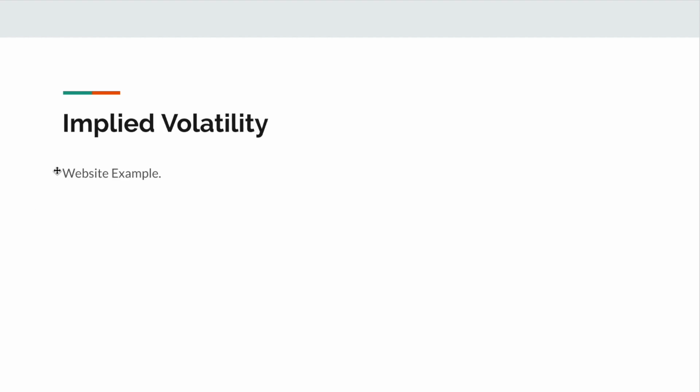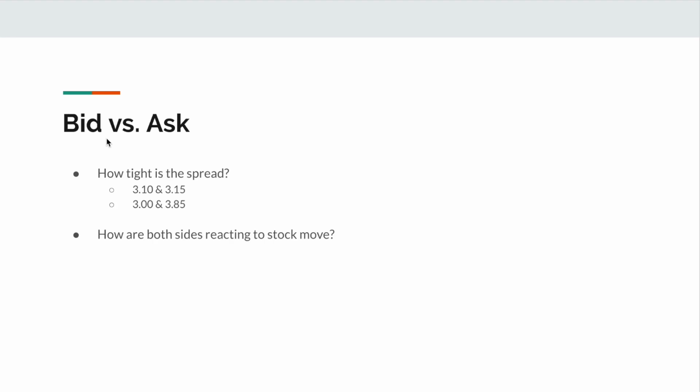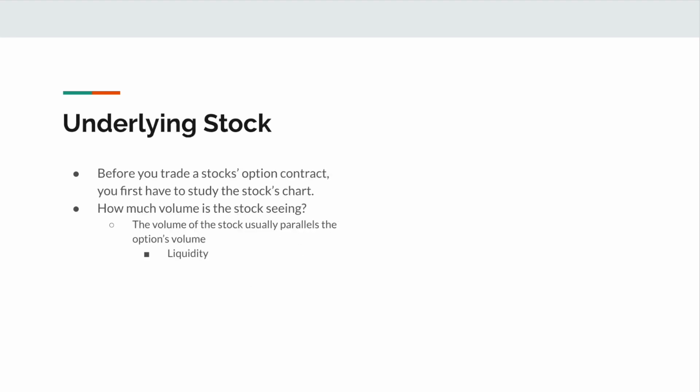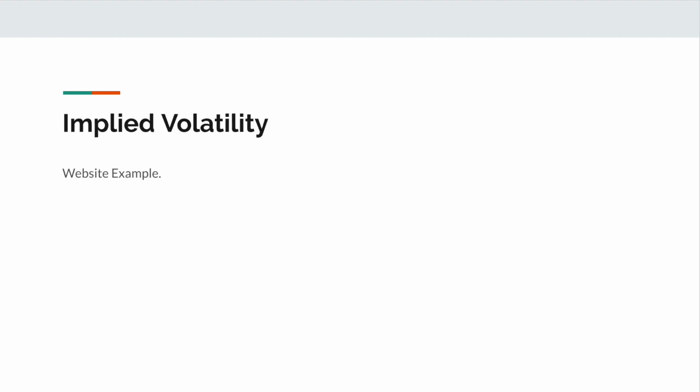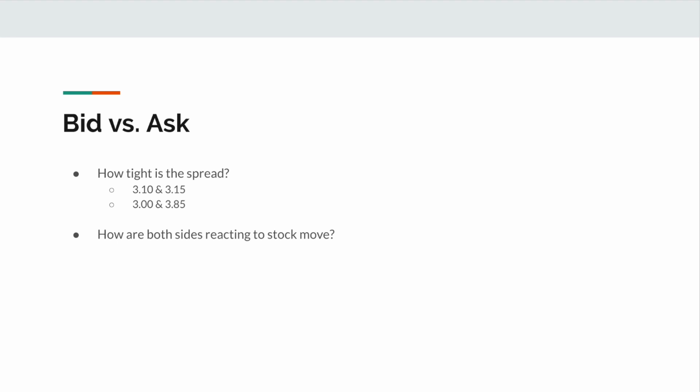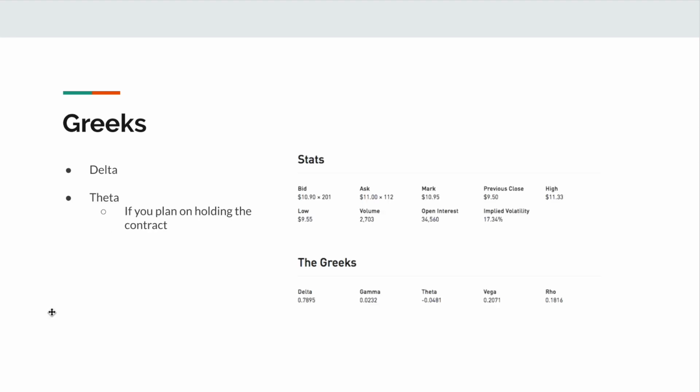Implied volatility, I'll go ahead and give you a website example. I don't really have much to say on it here. I also look at the bid and the ask. So how tight is the spread? How are both sides reacting to the stock's movement? So far we're looking at underlying stock, closeness to being in the money, at the money, or out of the money, implied volatility, bid and the ask, and I also, of course, look at the Greeks.